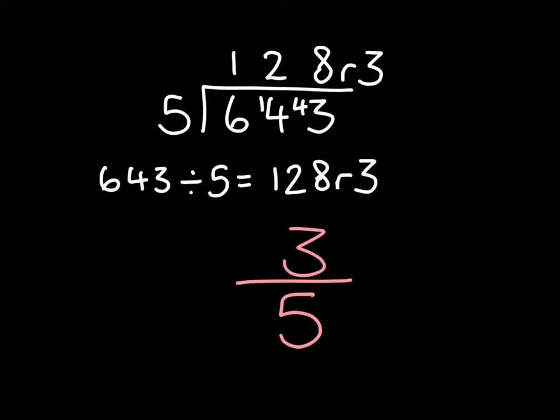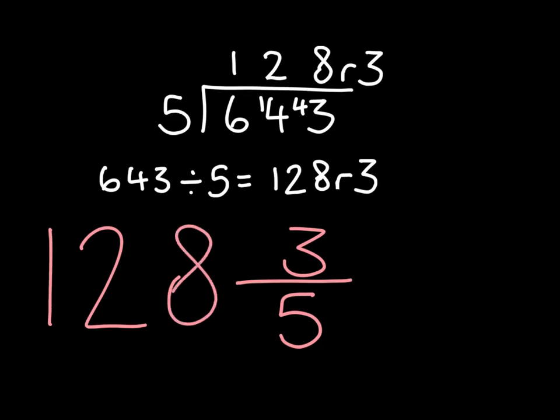Now the answer, of course, wasn't just remainder 3. It was 128 remainder 3. So I'm actually going to show my answer to this problem as 128, and the remainder is now 3/5. So I can tell you 643 divided by 5 equals 128 and 3/5.